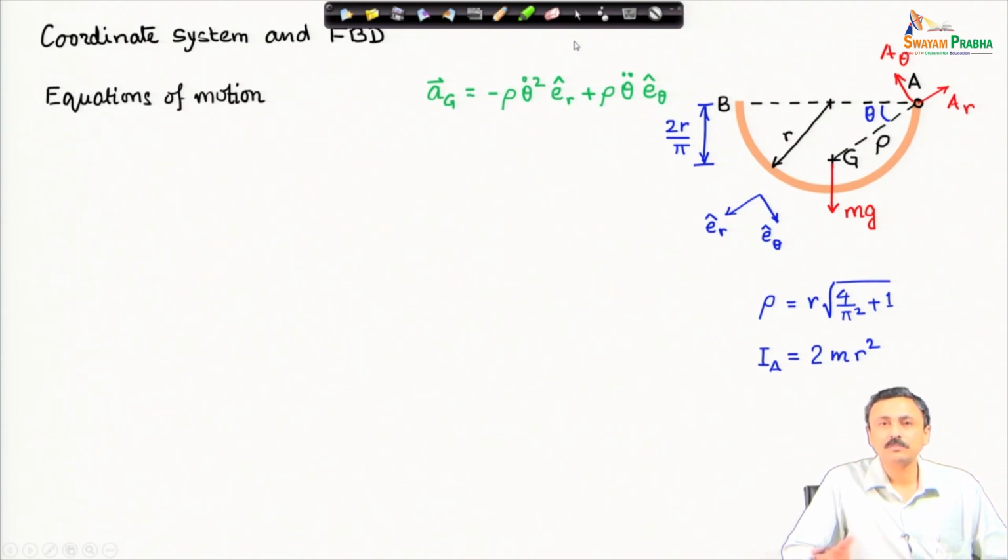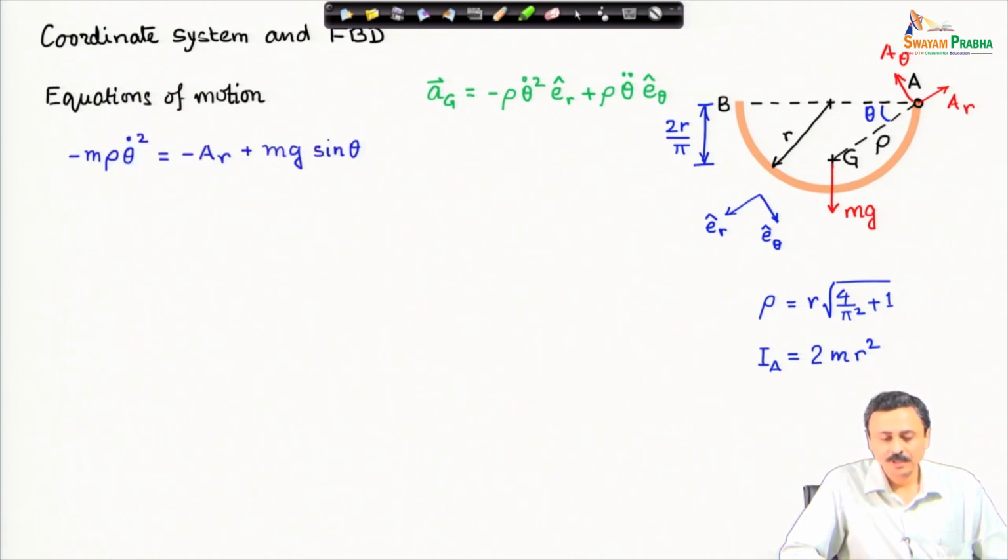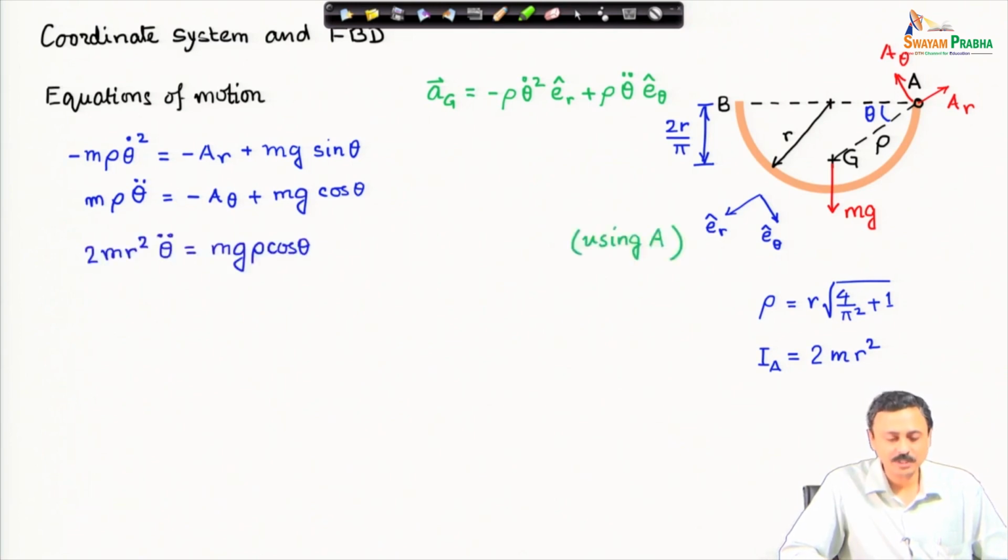For the equation of motion, the translational dynamics, I need only the acceleration of the center of mass. If I write the e_r equation, it is this: mass times acceleration in the e_r direction is equal to the net force in the e_r direction. We have A_r and a component of the weight. Similarly, in the e_theta direction I have this equation.